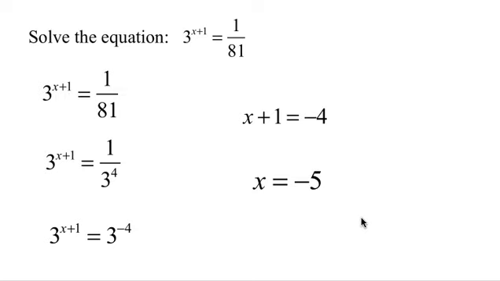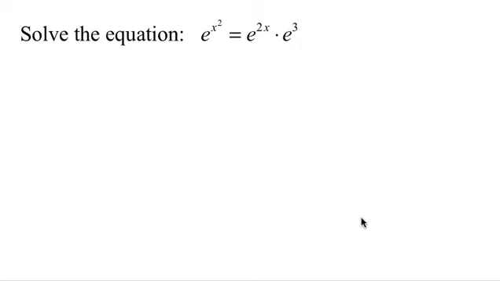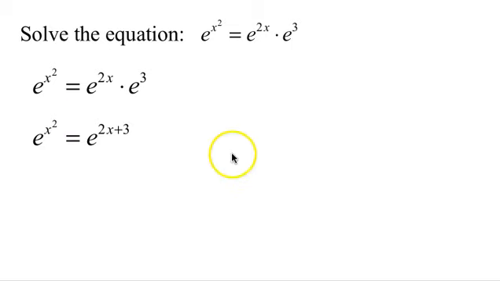Okay, let's take a look at one more question. I have e, as we mentioned before, approximately 2.71828. E to the x squared equals e to the 2x times e to the 3. And we remember, when you are multiplying two common bases, you add the exponents. So e to the 2x times e to the 3 is e to the 2x plus 3. So now we have e to the x squared equals e to the 2x plus 3. If that's the case, x squared has to equal 2x plus 3.